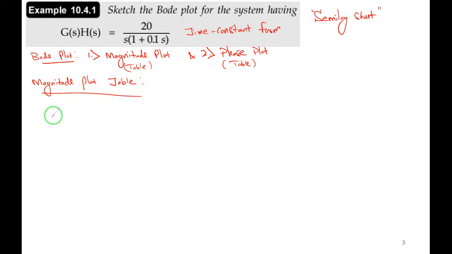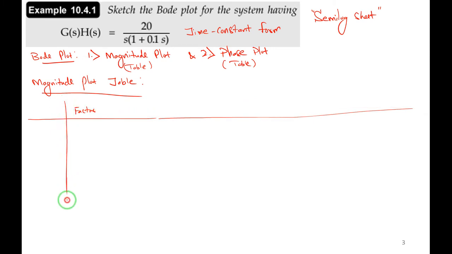We will make the first column, factors. How many factors? This is one factor, K equal to 20. 1 by s is another factor. 1 divided by 1 plus 0.1 s is another factor. Totally three factors are there, right? So in the first column I want the factors, and I will write the factors here.